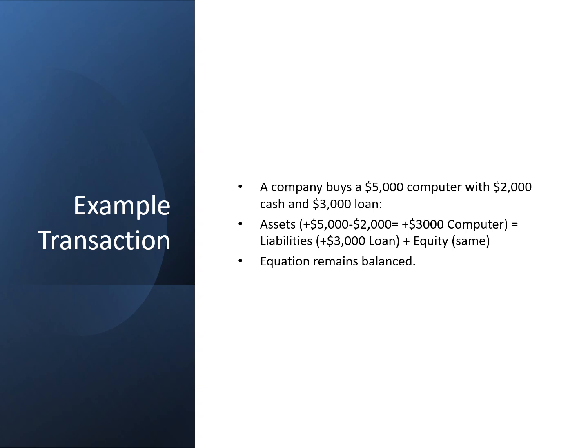But then cash, which is also an asset, goes down by $2,000. So again, everything is balanced. You have $3,000 going up in assets for the total, and then $3,000 going up for the loan for liabilities on the other side. So the equation remains balanced.